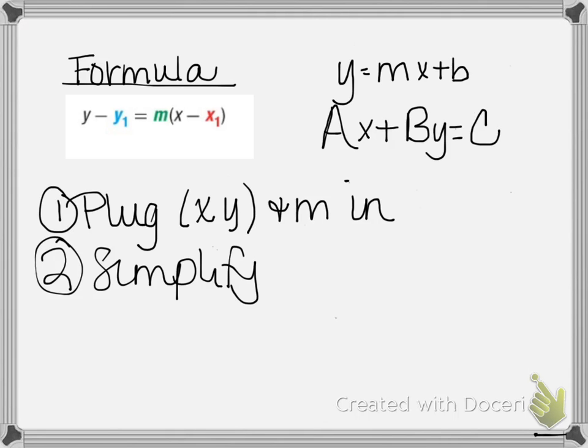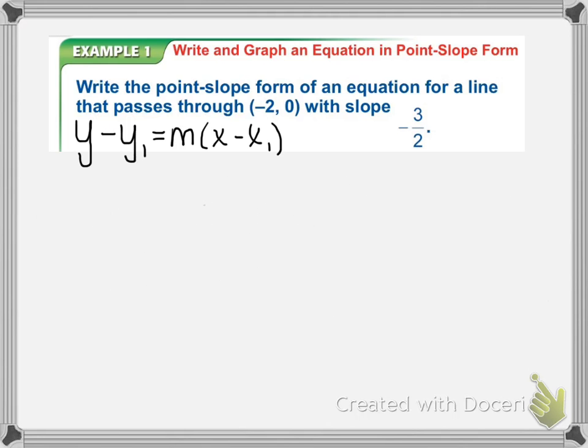Okay, so let's get started on an example. For this first example, we're going to write an equation in point-slope form for the equation of a line that passes through negative 2, 0 and has a slope of negative 3/2. So you're given your point, which is your negative 2, 0, that's your x and your y, and then you're given your slope, which is negative 3 over 2. So you just take those values and you plug them in.